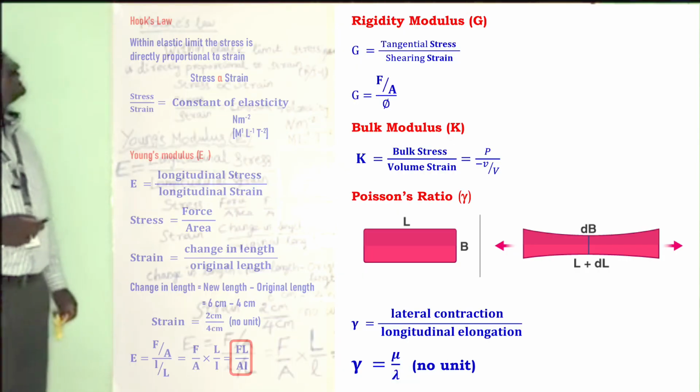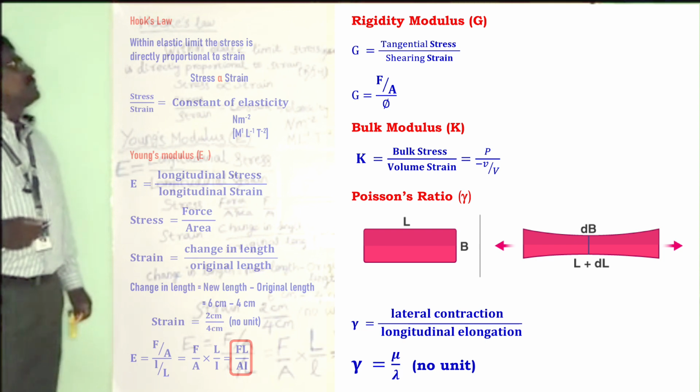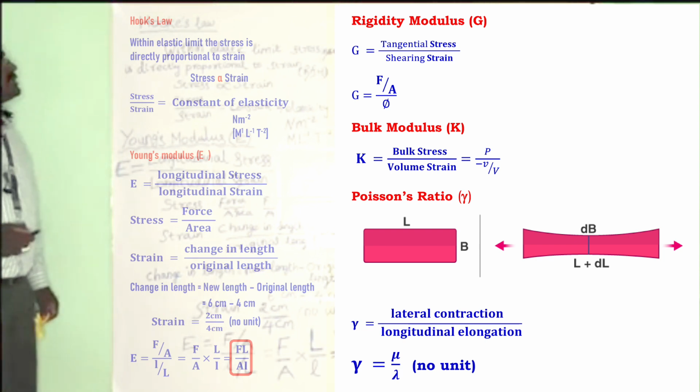Next one is rigidity modulus. Rigidity modulus. This is known as G. The symbol is G is equal to tangential stress by shearing strain.